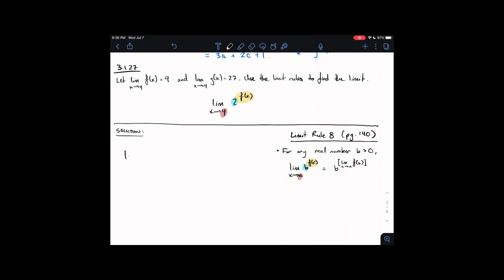So I have, let's stick to blue, the limit as x approaches 4 of 2 to the f of x equals 2 to the limit as x approaches 4 of f of x. And from above, you know that this is 2 to the 9th power. If we evaluate that, that's 512. So it's just one property that we use there, just one. That's a good one to know.